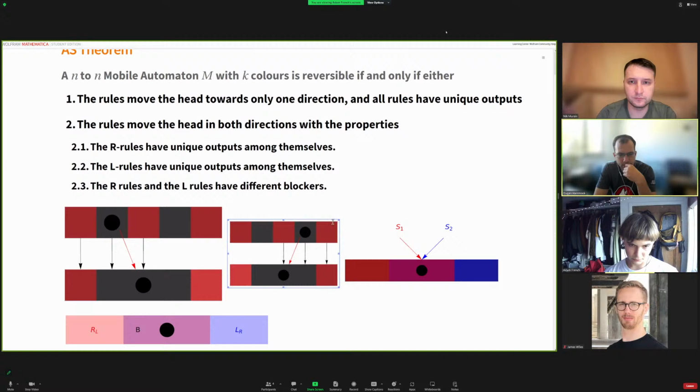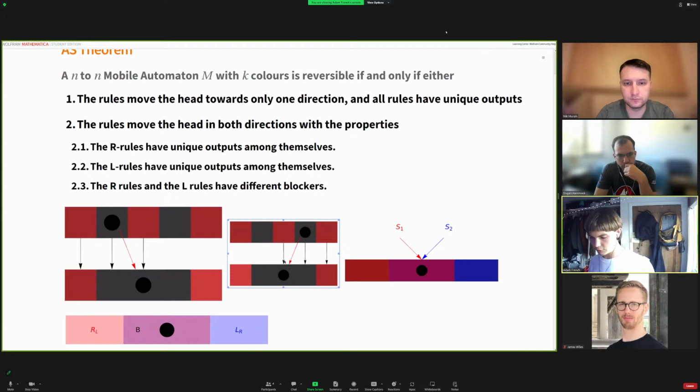But notice, in both of these scenarios, if we came in from the left and we applied an R rule, then we're going to overwrite this cell here. But that can also be overwritten if we came in from the left. We could have changed the same cell. And that's the blocker. The cells that both a left rule and right rule can overwrite are called the blocker.